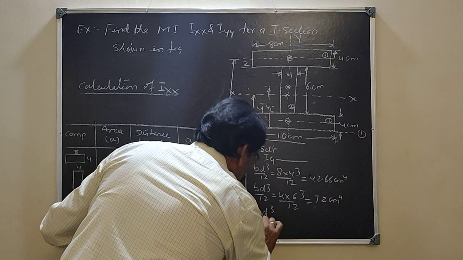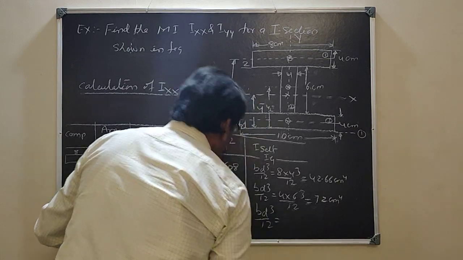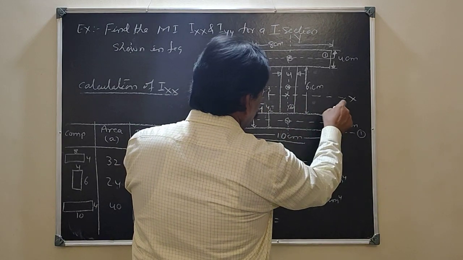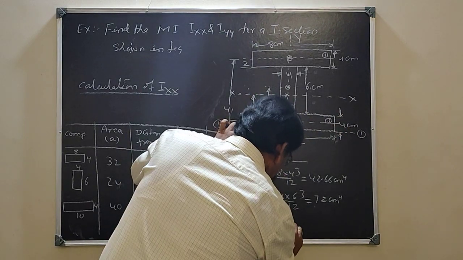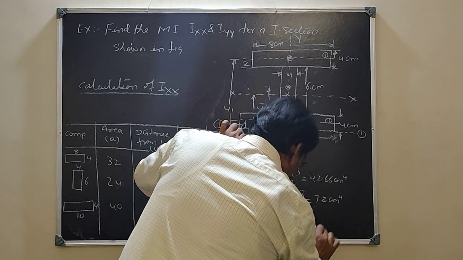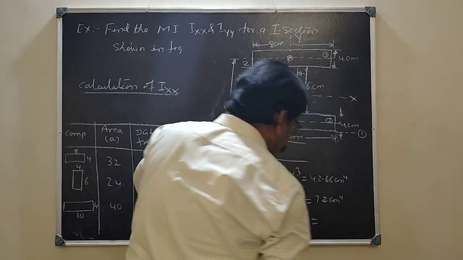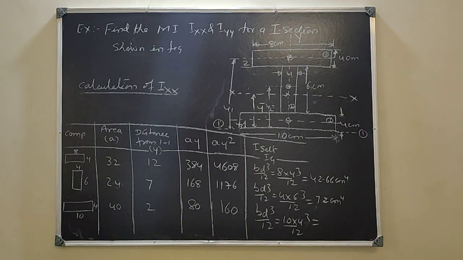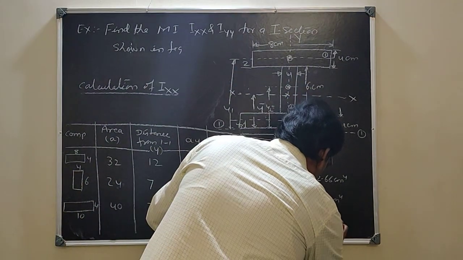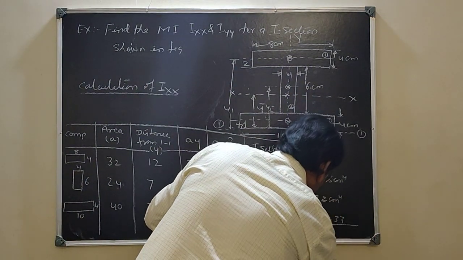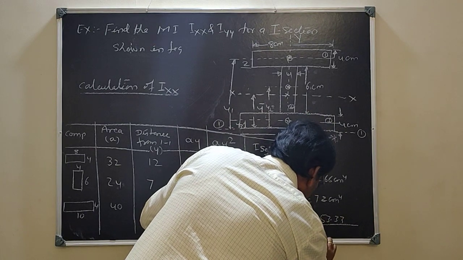And then the formula is again, as far as I self is concerned, bd cube by 12, where b is the side parallel to this reference axis, that will be 10 centimeter. So 10 into 4 cube divided by 12. On simplification you will get 53.33.